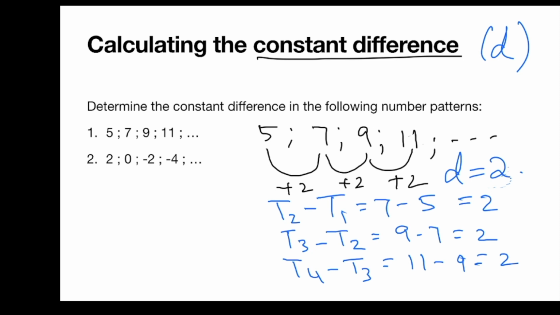So let's use that to answer number 2. We are looking for the constant difference, which is D. So D will be equal to a term minus the previous one. In this case, we can take a 0 and subtract the previous one, which is a 2. 0 minus 2 will give us negative 2. If you don't want to use 0 and 2, you can actually use negative 2, which is the third term. All right. You can use the negative 2. If you subtract the previous term, which is 0, you will still get a minus 2.